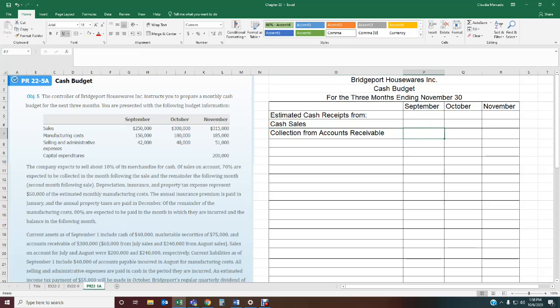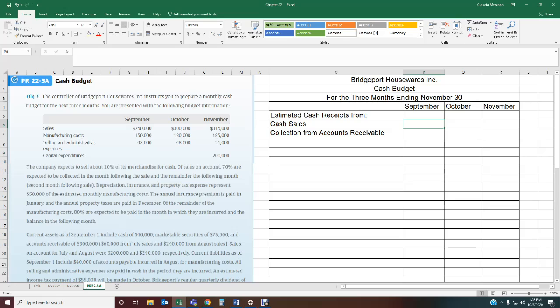Okay, those are the two sources. Either you sell something and they pay you right there and then in cash, or you sell something on account and then you collect at a later point in time for those sales made on account. So let's worry first about my cash sales.